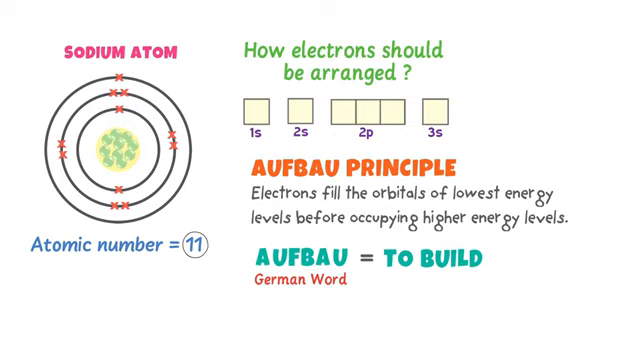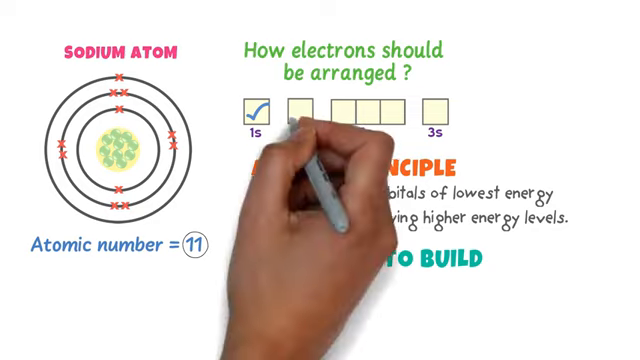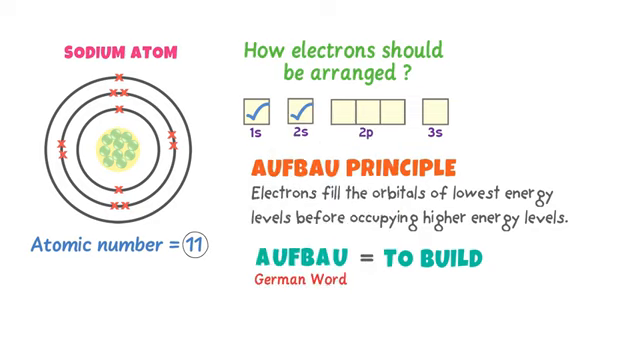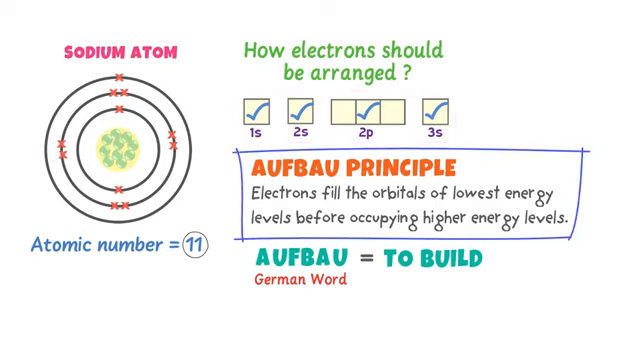Here, in the case of sodium, firstly, electron will fill the 1s orbital. Secondly, electron will fill the 2s orbital. Thirdly, electron will fill the 2p orbital. And finally, electron will fill the 3s orbital. It is because the energy of 1s is smaller than 2s, and so on. Thus note it down that Aufbau principle teaches us about filling orbitals in increasing order of energy.